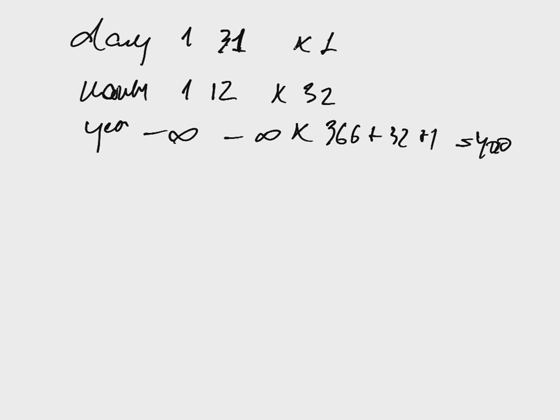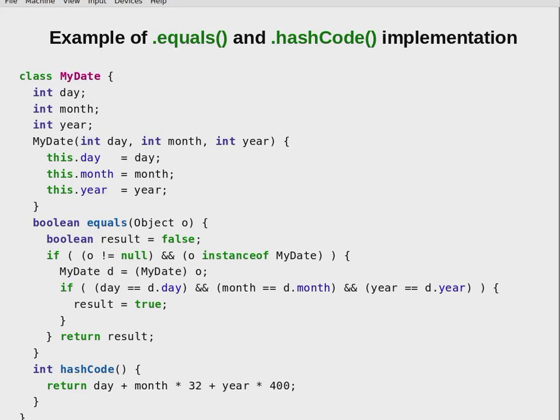And so you can create a hash in the following way. Day times 1 plus month times 32 plus year times 400, and here will be your hash. Of course it works quickly only for numeric types, but for non-numeric types usually you convert them to string, and for string, of course, the hash method is already implemented.